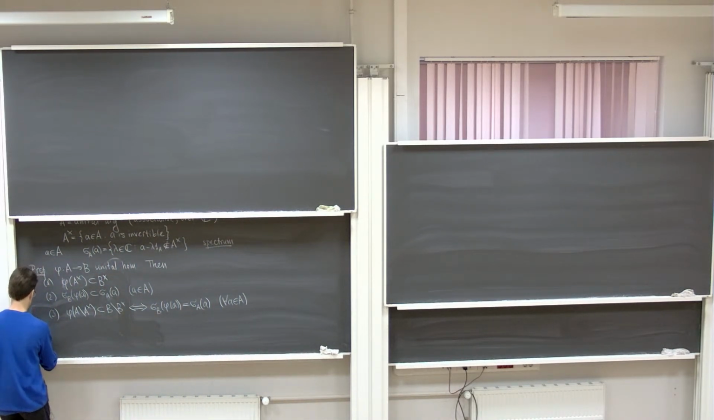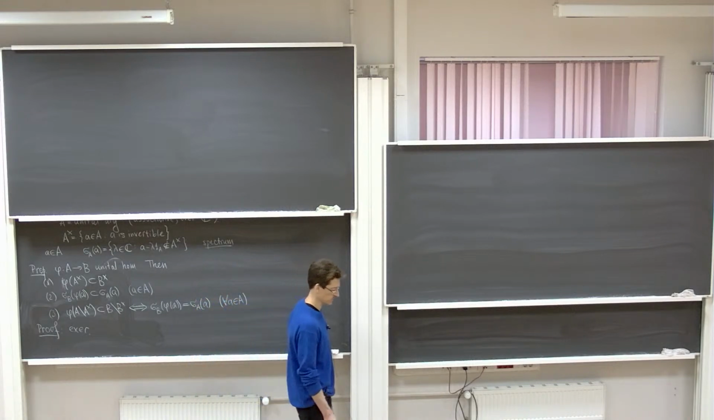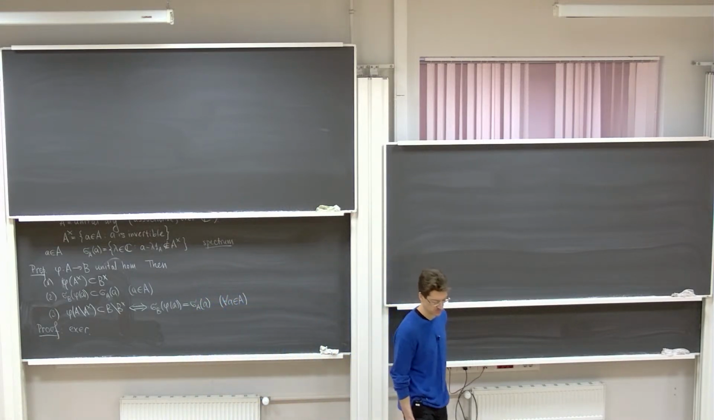Well, the proof is a simple algebraic exercise. So property 1 is well known and is almost immediate. Property 2 readily follows from property 1 and from the definition of the spectrum.